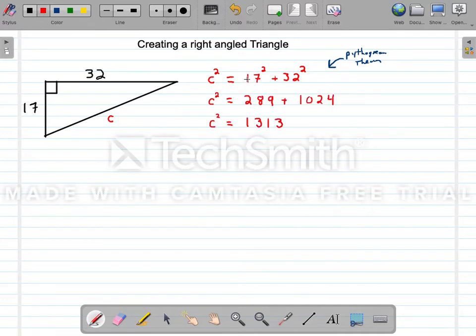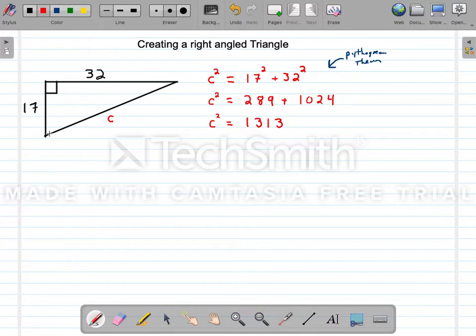So 17 squared ends up being 289. 32 squared ends up being 1024. You add those two numbers together, you get C squared equals 1313. Okay, so this is what C squared equals. This is what the area of the square on this side of the triangle plus the area of the square of this side of the triangle equals the area of the square here.